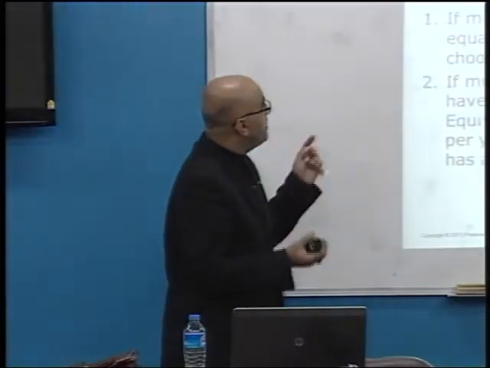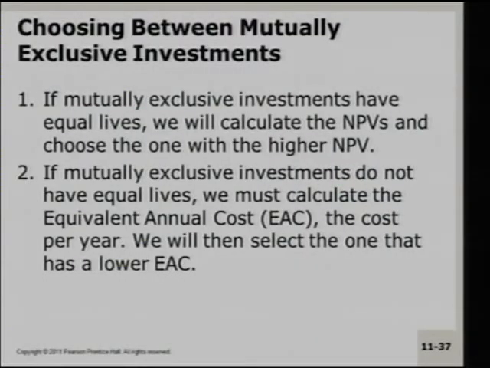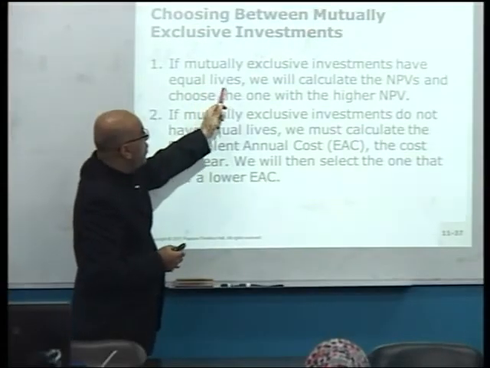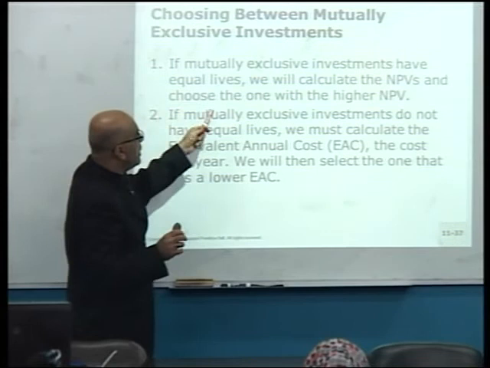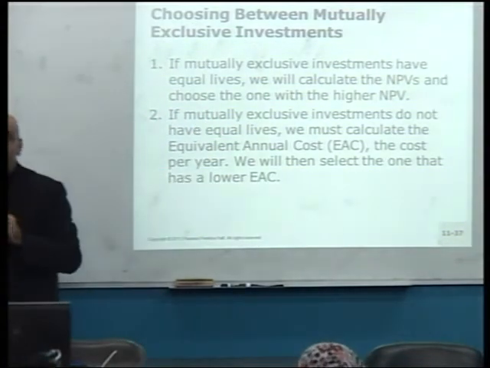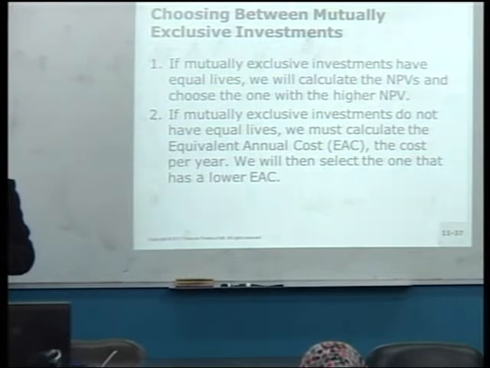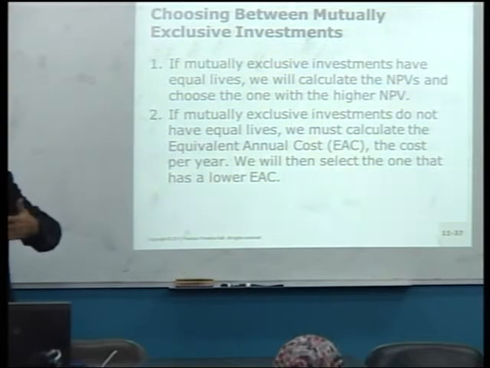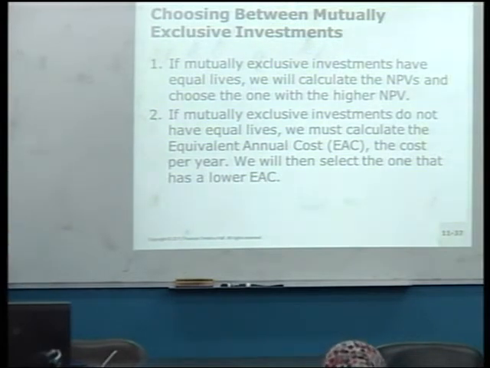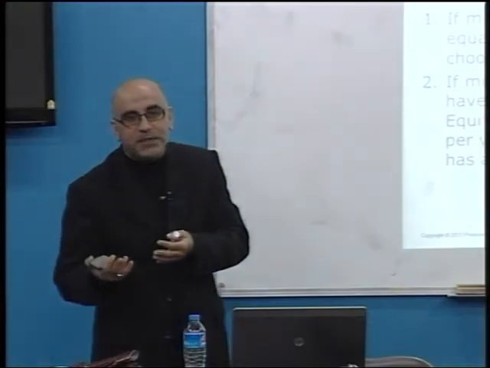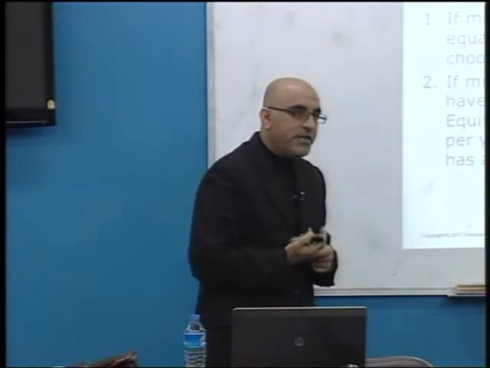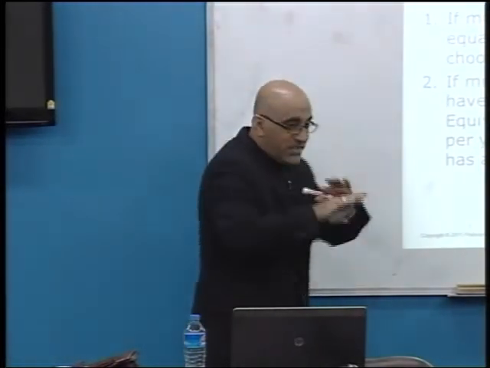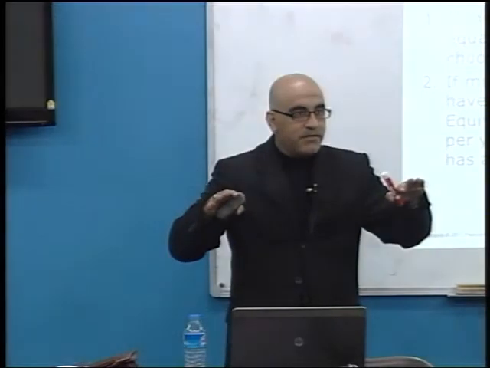Okay, so choose between mutually exclusive investments. If mutually exclusive investments have equal life, we calculate the net present values and choose the one with the higher net present value. If all of them have an equal lifespan, say all of them 4 years or all of them 5 years, then it doesn't matter what the initial investment is, because very simply, the one with the lower initial investment is more acceptable than the one with higher initial investment. So we standardized the lifespan.